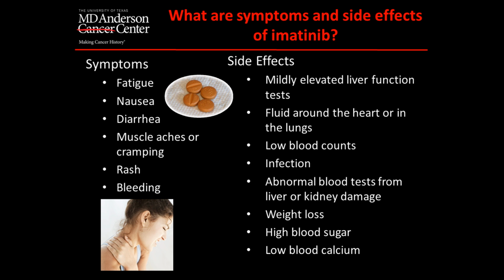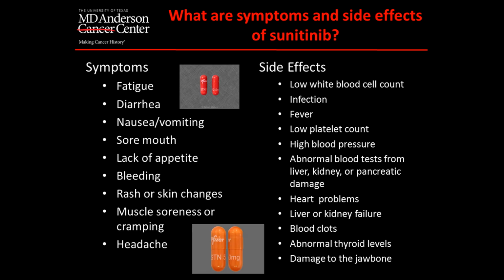The side effects that happened with imatinib sometimes were elevated liver function tests. These were usually mild elevations. Sometimes they developed fluid around the heart or in the lungs. They sometimes had low blood counts. They sometimes had infections, abnormal blood tests from either liver or kidney damage, weight loss, high blood sugar, or a low blood calcium.